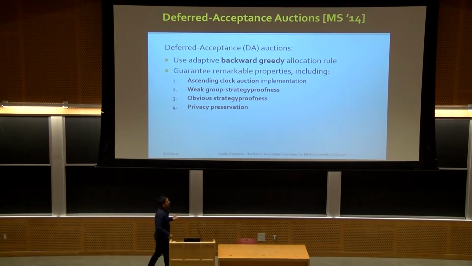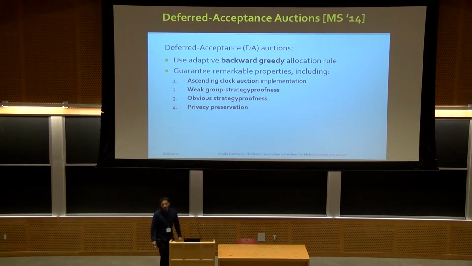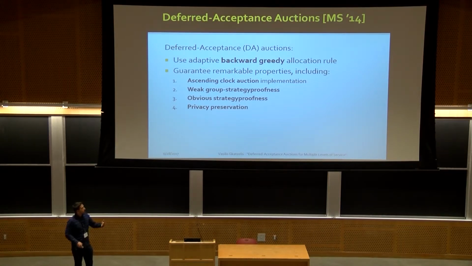But before I explain the structure of what the algorithms need to be like, let me explain why you should be interested in this class at all, the deferred acceptance auctions. What Milgrom and Segal showed about this class of auctions is that they use an adaptive backward greedy algorithm. That means that at each round, once you reject someone, you can update the scores. They can change from round to round. And as long as your algorithm satisfies these properties, then you get an ascending clock auction implementation, which is really great.